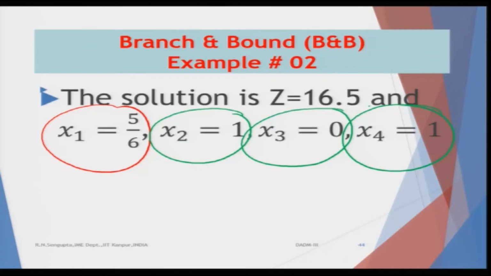Now, technically what you would have done, if you have followed the concept of branch and bound, x1 is 5 by 6, so you would have taken 0 and 1 and proceeded accordingly. So, this is the general concept. Now comes the branch process.